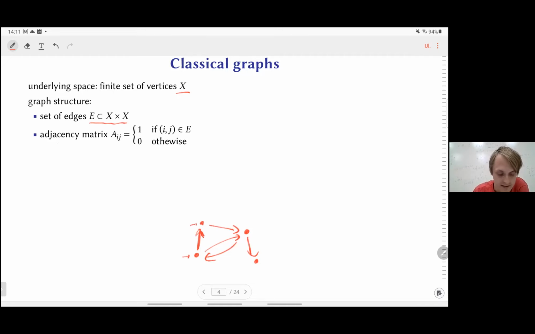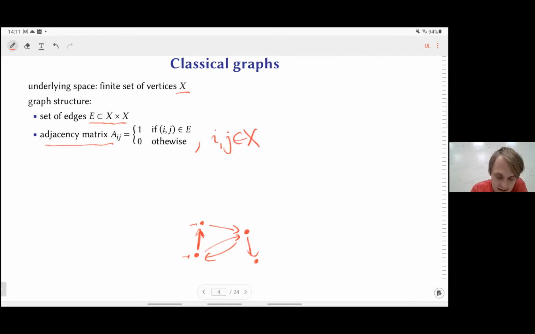Or we consider this so-called adjacency matrix, that is a matrix whose rows and columns are indexed by vertices, and the ijth entry is 1 if there is an edge from i to j, and it is 0 otherwise. So this is basically the same thing, just represented with a matrix.